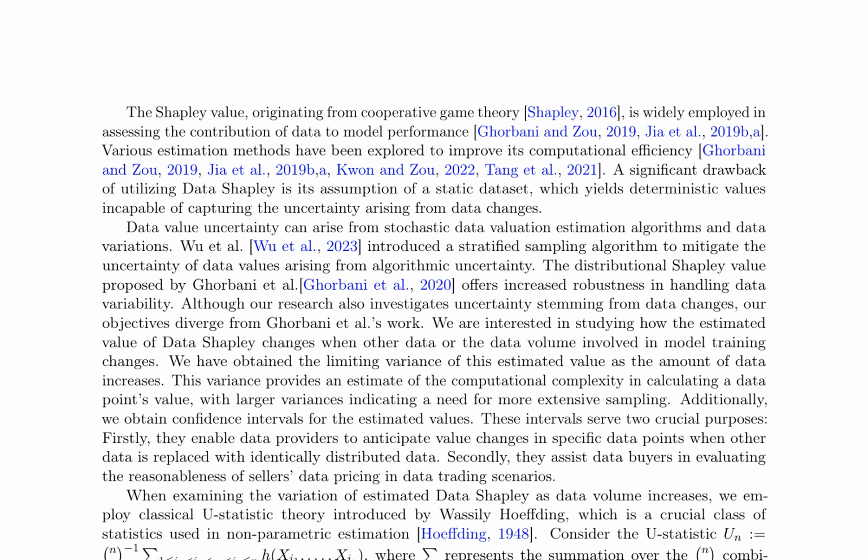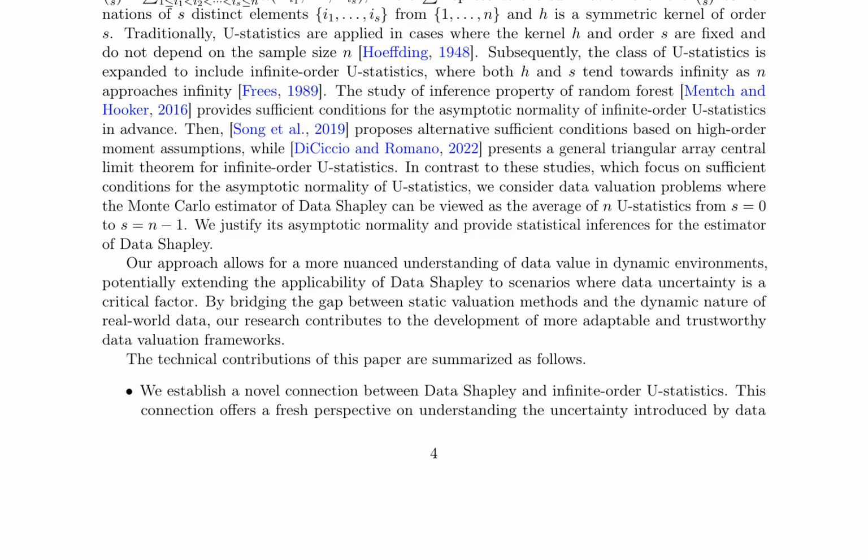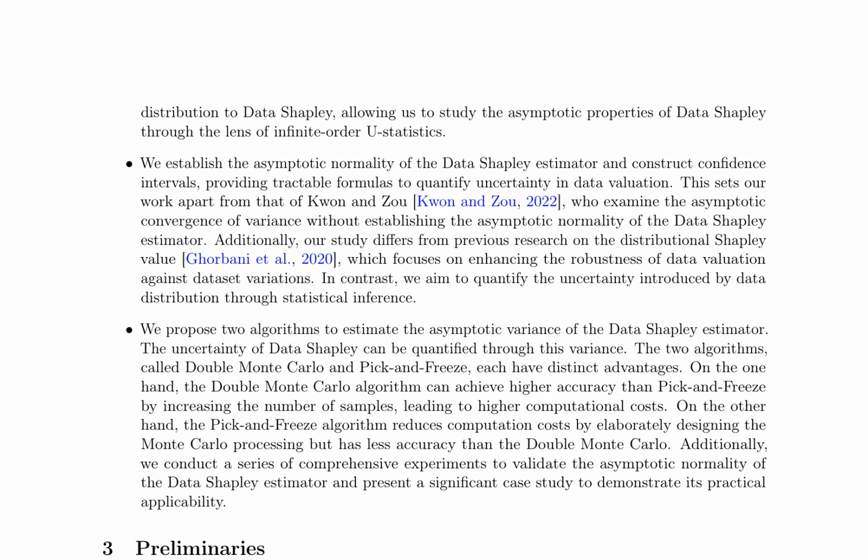This work aims to enhance data valuation by providing confidence intervals for estimations and facilitating more accurate data trading. The framework addresses limitations of traditional Data Shapley by considering dynamic data environments. The authors contribute to the development of adaptable and trustworthy data valuation methods, bridging the gap between static and dynamic data scenarios.